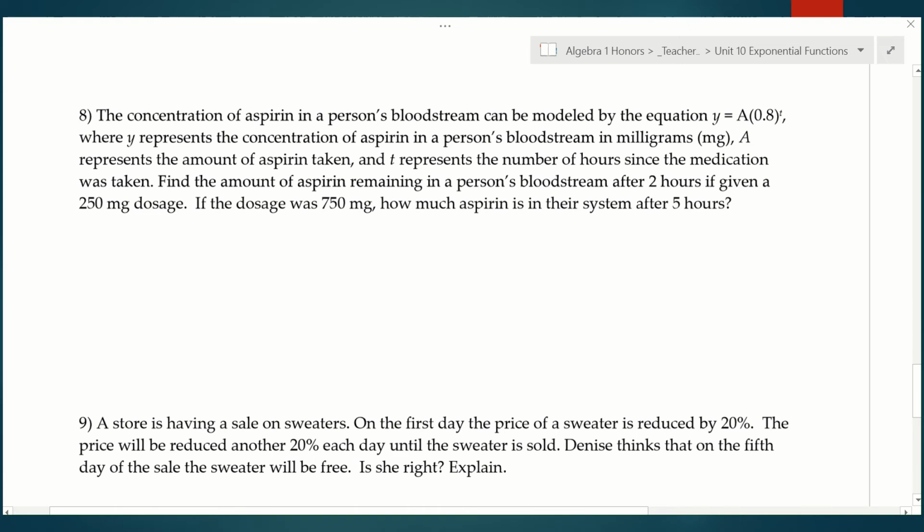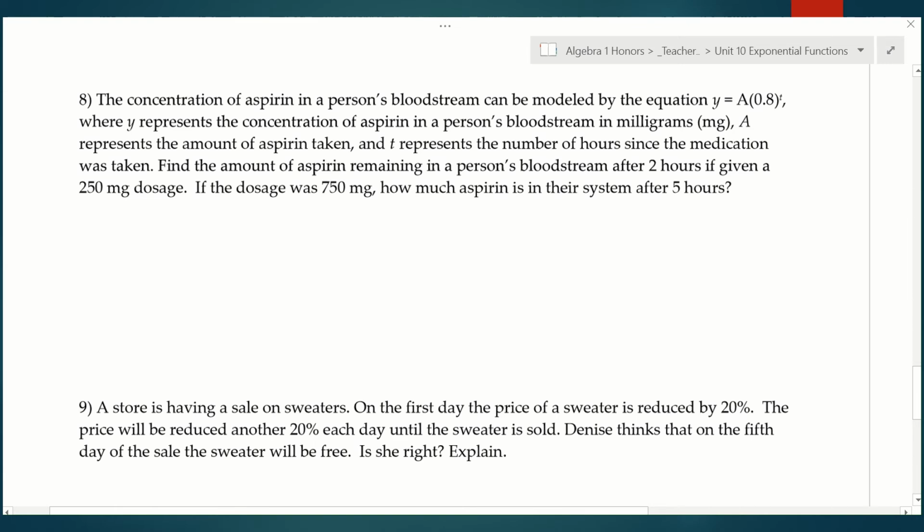Okay, so this sounds like something that you would see someone in the medical field doing for sure. Interesting. All right, so we are talking about exponential decay, and I know that because my b is less than 1, okay? And again, we have 2 parts to the problem. So when the person is given a 250 milligram dosage versus a 750 milligram dosage.